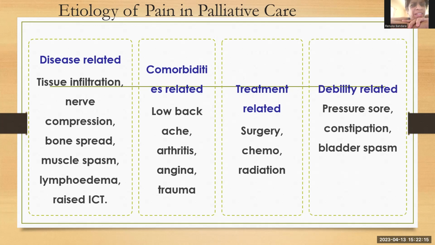What chemotherapy medication caused the stiffness? I was talking about chemotherapy-caused neuropathy, because of which the patient may have pain, and radiation-related muscle spasm can happen. Only the radiations. Yes, I said that radiation related. Okay. Sometimes it's debility related, like pressure sores, constipation, or sometimes bladder spasm.